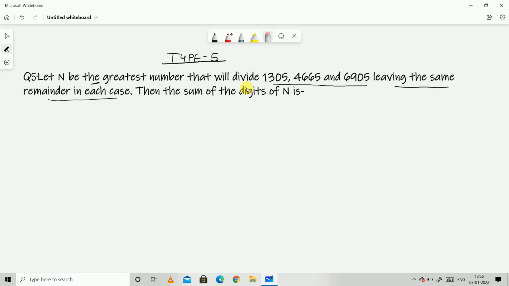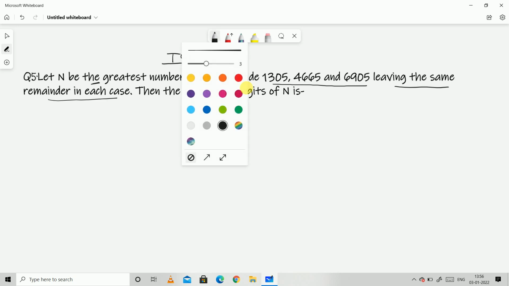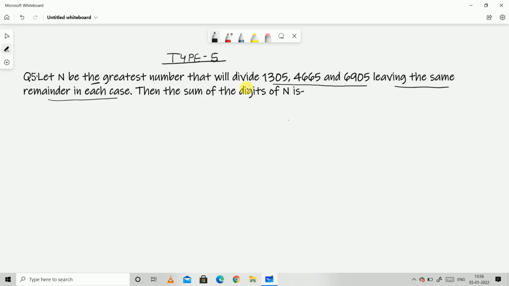Here it is not giving you the remainder. It is just saying that it is leaving the same remainder, but what exactly that remainder is has not been given to you. Like in that case it was given that it was leaving 2 in each case. But here they have given you the same remainder in each case, but what is that remainder? That they have not given, right? So in such cases what you need to do is find the difference of all the possible pairs. We have been given these 3 numbers, and I need to find the difference of all the possible pairs.